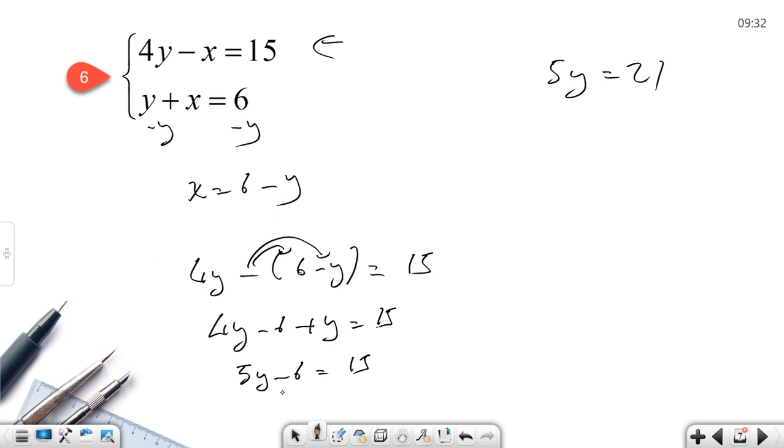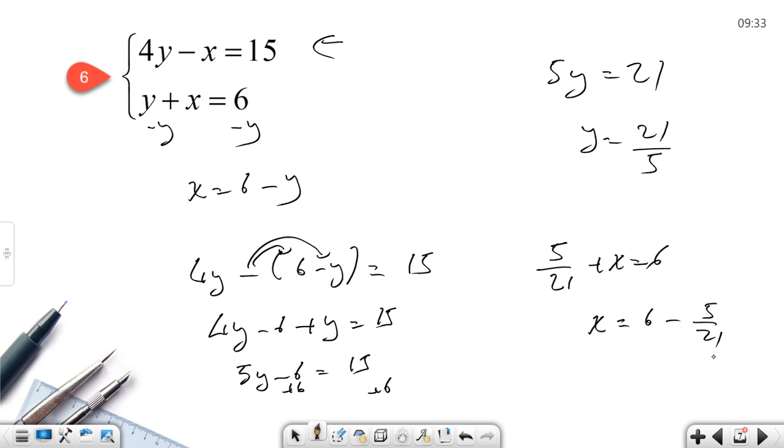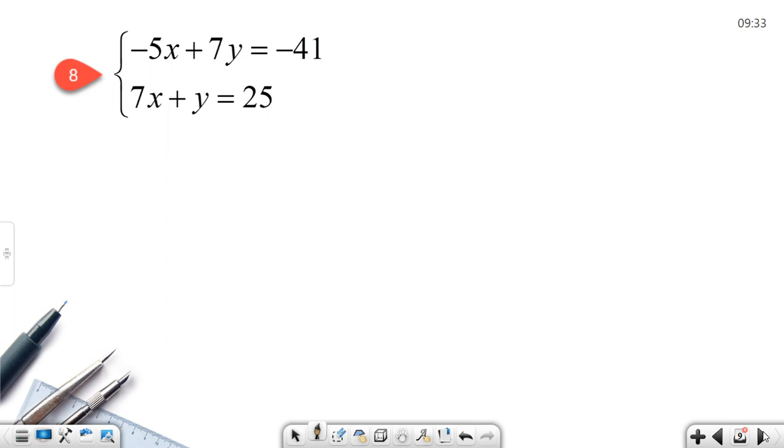5y equals 21, plus 6, don't forget it. y equals 21 over 5, and you can substitute the number here. One of them, it doesn't matter which one you use. x equals 6 minus 21 over 5. What is it? 5 times 6 is 30, minus 21 is 9, so 9 over 5. So that's the value, I hope. If there's a mistake, of course, you can check all the solutions again. I don't think so. Similar question again, you can isolate x or y.